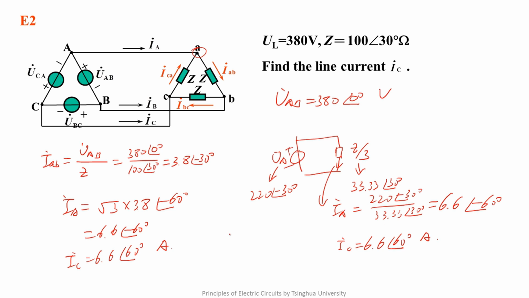You can find that the essence of these two methods is the same. We suggest you use the second method because in actual conditions, it's not common that the source and the load are both in delta connection. In most conditions, it's a mixed connection.